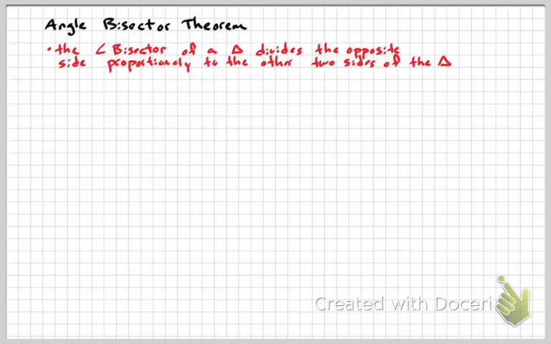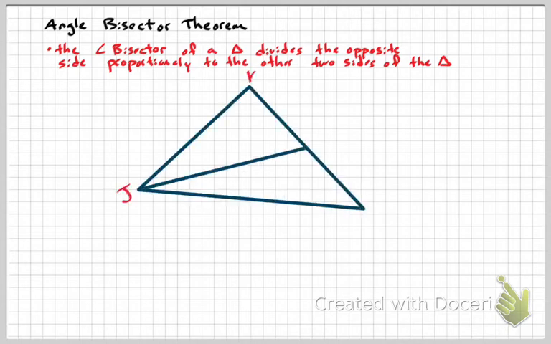So next we have the angle bisector theorem, and this is where it kind of gets a little bit confusing. Hopefully it's not too bad. So the angle bisector of a triangle divides the opposite side proportionally to the other two sides of the triangle. I'll say that one more time, and then I'll walk you through it in the diagram. The angle bisector of a triangle divides the opposite side proportionally, so the side it's touching, to the other two sides of the triangle.